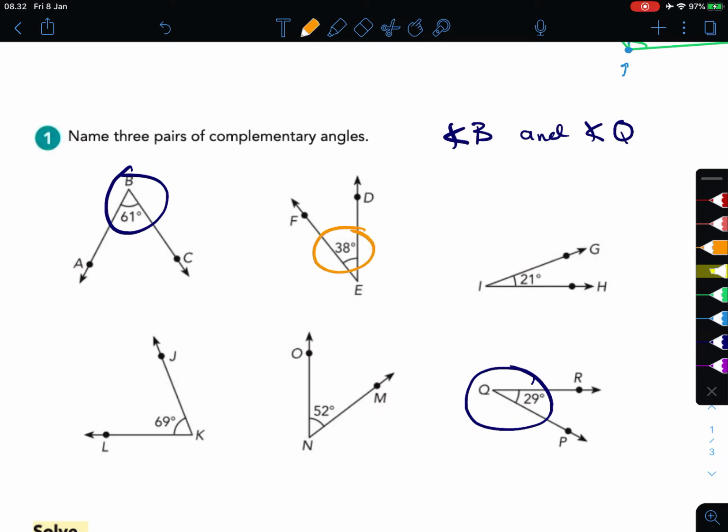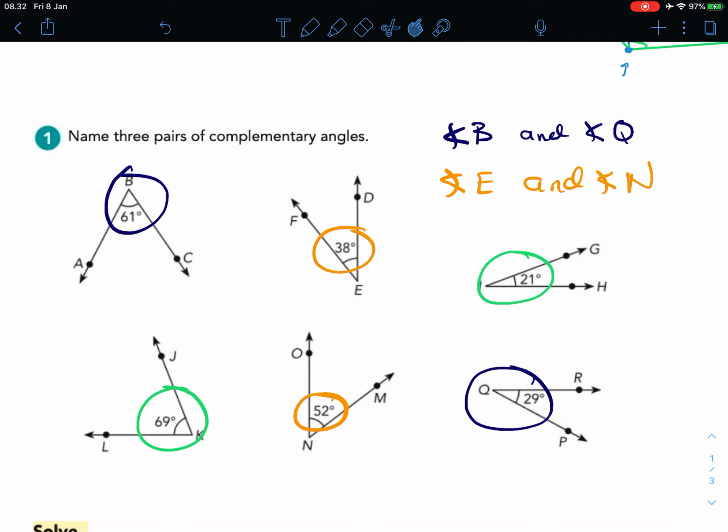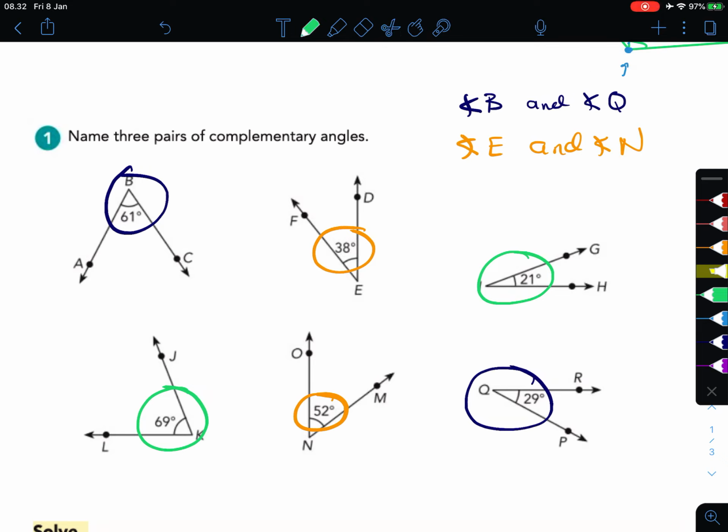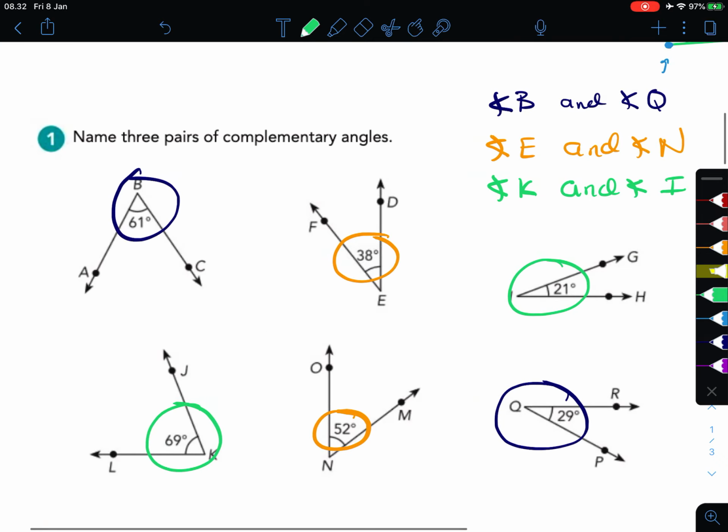How about this guy? 38. 38 plus what? 52, right? Is equal to 90. So angle E and angle N. And lastly, 69 degrees plus 21 degrees is also 90. So those are complementary as well. So we've got angle K and angle I. Those are our 3 pairs of complementary angles.